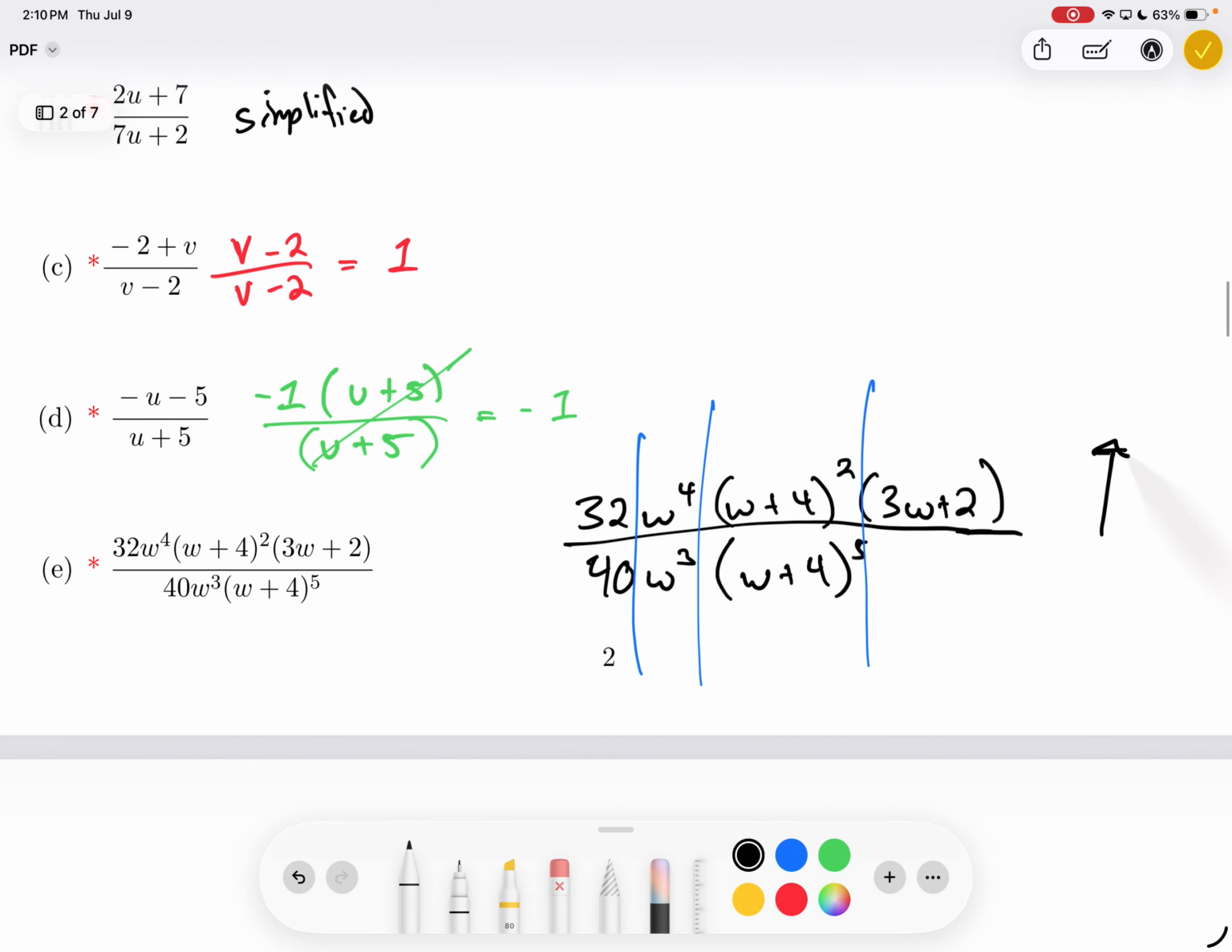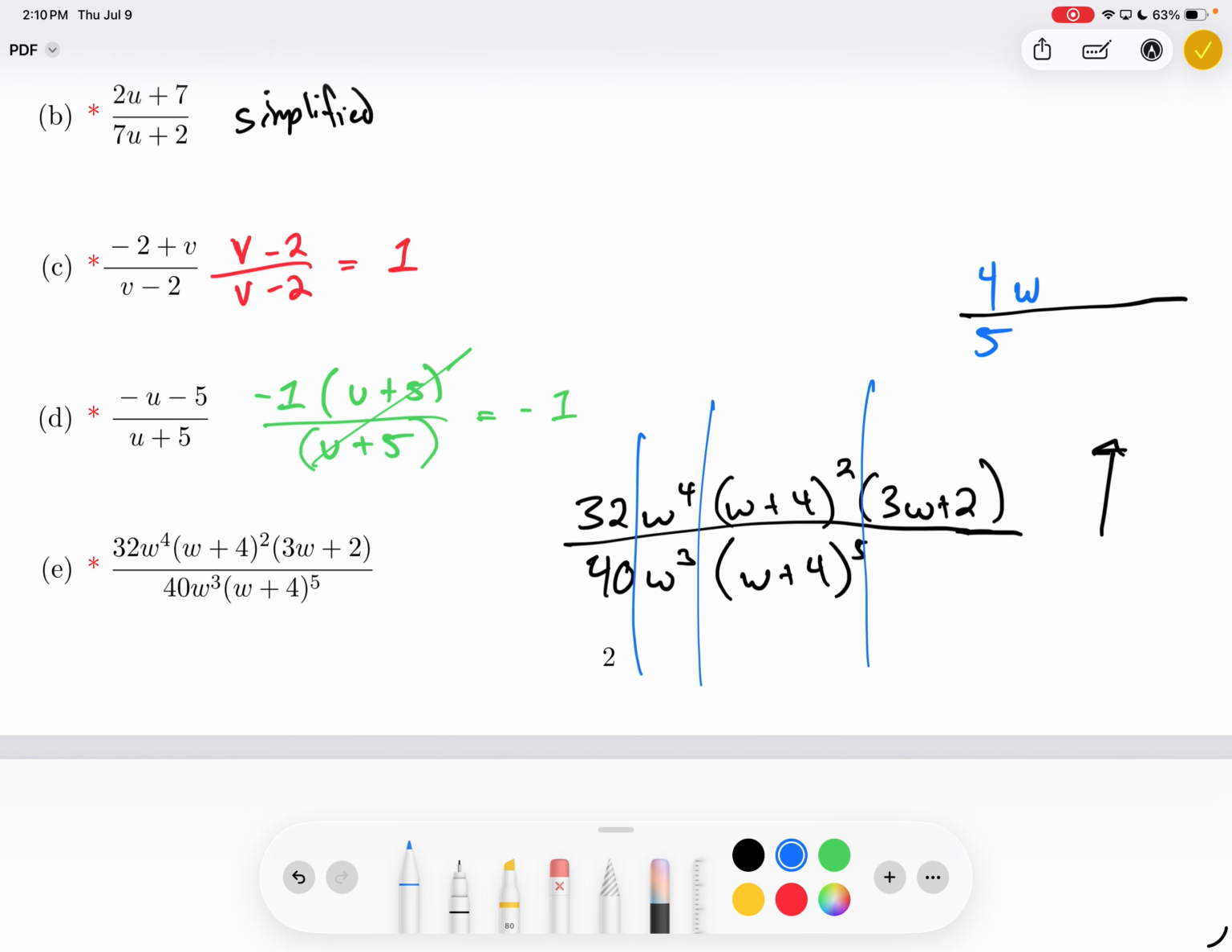I'm actually going to write my answer up here. So 32 over 40, you could divide both those by 8, right? So it would be 4 over 5. And then my W's, you got 4 W's on top and 3 on the bottom, so you got an extra W on top.